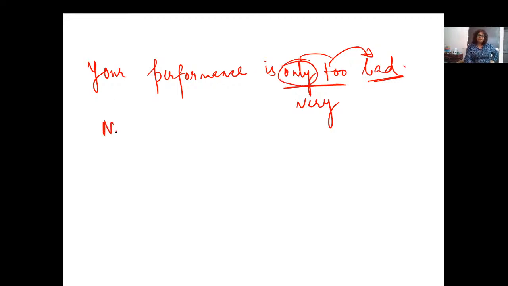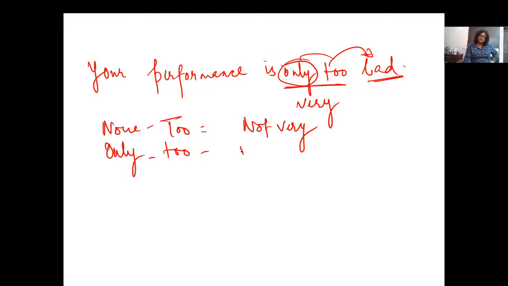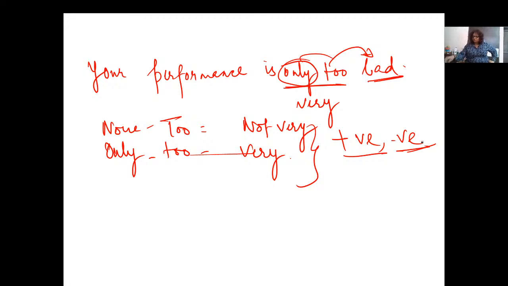So guys, none too means not very, and only too means very. Both can be used for positive words as well as negative words. We can use both of them. Clear? She is very beautiful, you can write. It is also right: she is only too beautiful, you can also write. There will be no problem. So only too can be used for negative and positive. The meaning of only too is very. And the meaning of none too is not very, and it can also be used for positive words as well as negative words. Is it clear or not?